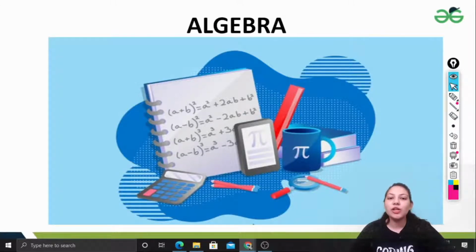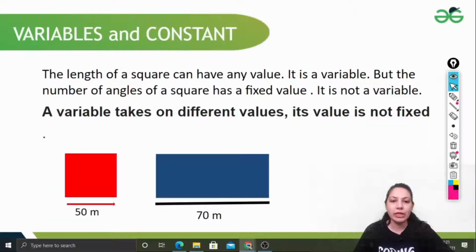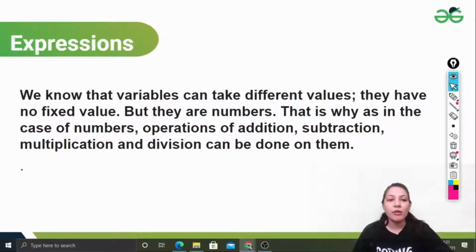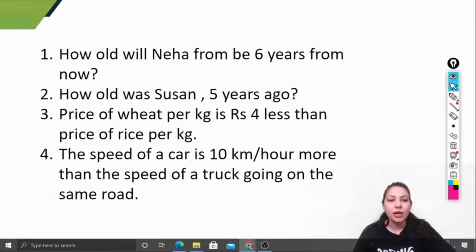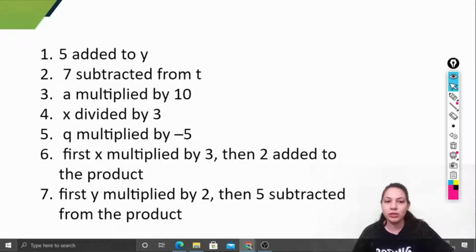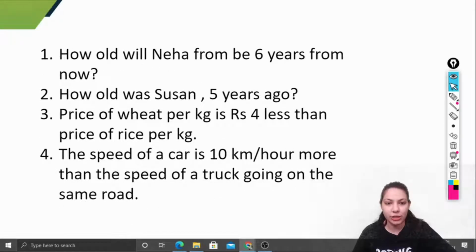Hello everyone. Today we are going to continue our topic, that is algebra. In the last session we covered the basic concepts of algebra like variables and constants. We understood about expressions. We solved some of the basic questions related to expressions.